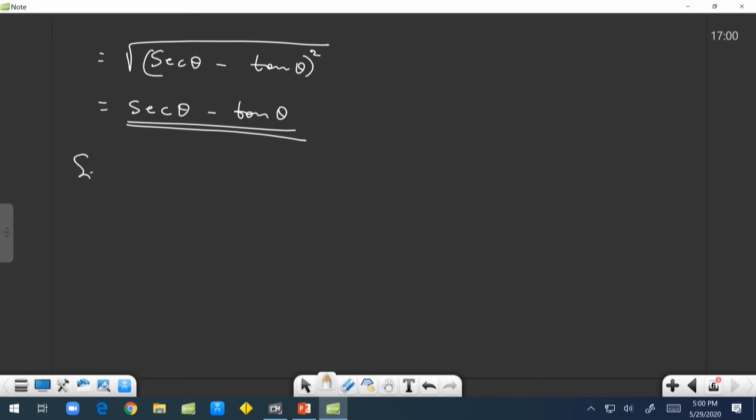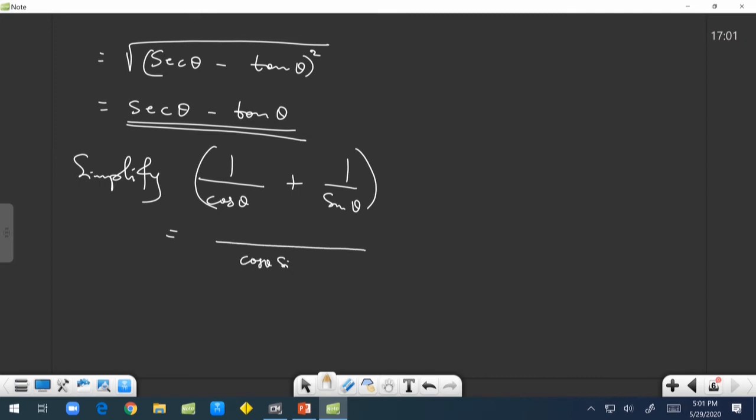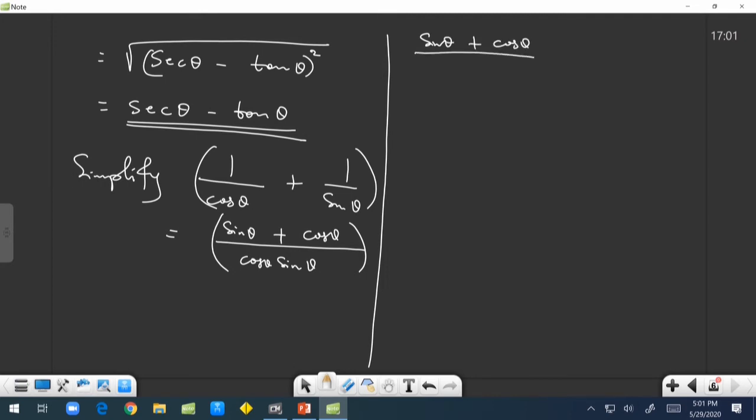When we are asked to simplify this, simplify 1 over cos theta plus 1 over sin theta. What will it give? 1 over sin theta plus 1 over cos theta, and this will give us the LCM, cos theta sin theta. This we have sin theta plus cos theta. So when we simplify further, we can simplify this by rationalizing the expression, and that will give us sin theta plus cos theta divided by cos theta sin theta.